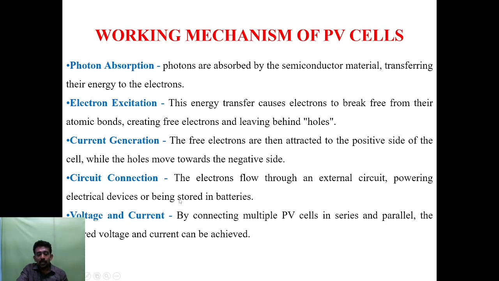So what is the amount of voltage and current to be controlled? If you want a higher amount of voltage, we can connect the cells in series, and if you require a higher amount of current, we can connect them in parallel to achieve the maximum value of voltage and current. So the energy extraction is very much simpler by means of PV cells. The output energy is direct current energy, and the voltage and current are controlled by series and parallel connections.